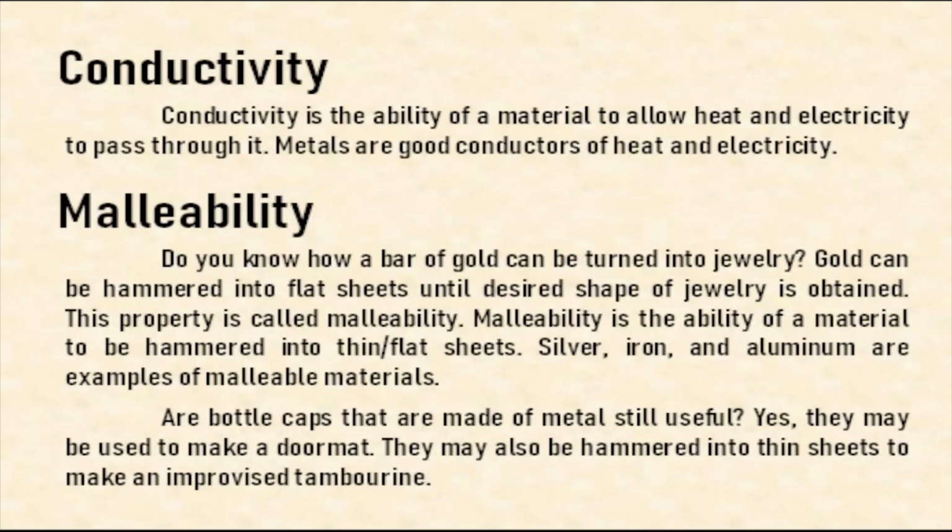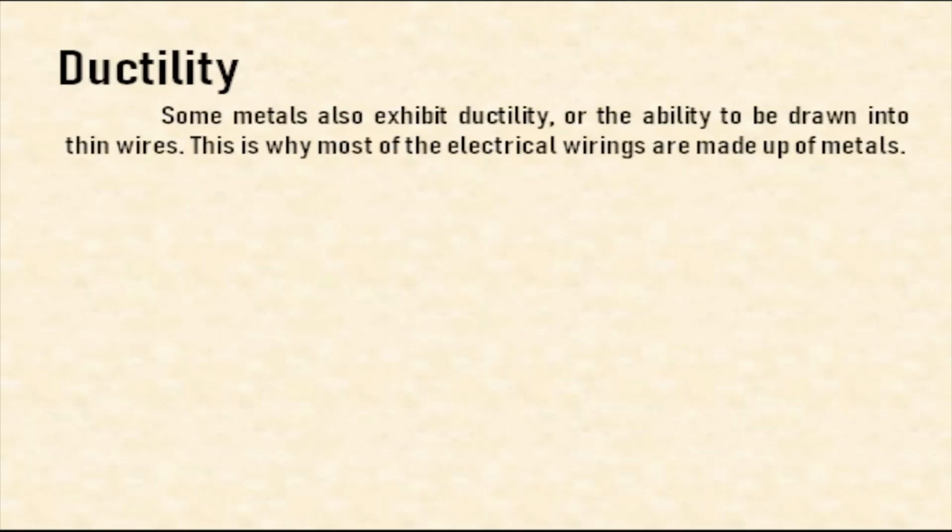Are bottle caps that are made of metal still useful? Yes, they may be used to make a doormat. They may also be hammered into thin sheets to make an improvised tambourine. Ductility. Some metals exhibit ductility, or the ability to be drawn into thin wires. This is why most of the electrical wirings are made up of metals.